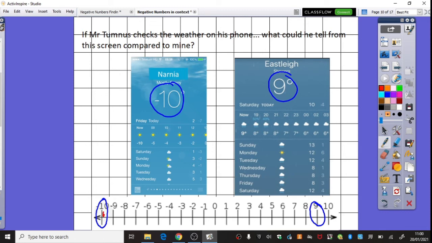So we can see to get from -10 to 0, we've obviously got 10. And to go from 0 to 9, we've got 9. So 10 and 9 is 19. And what we'd actually say is there's a difference of 19 degrees Celsius. And you can see here this degree sign in our weather forecast to show that's how we measure temperature.